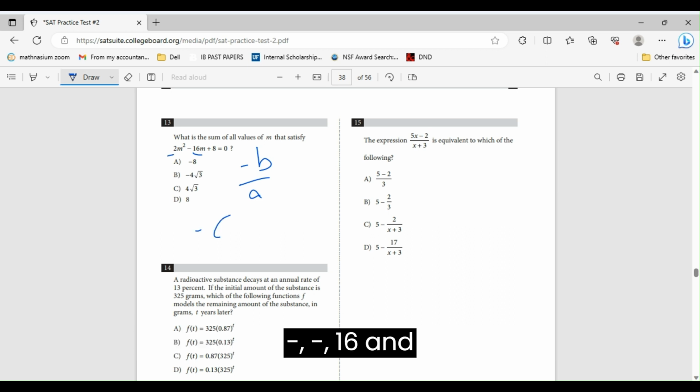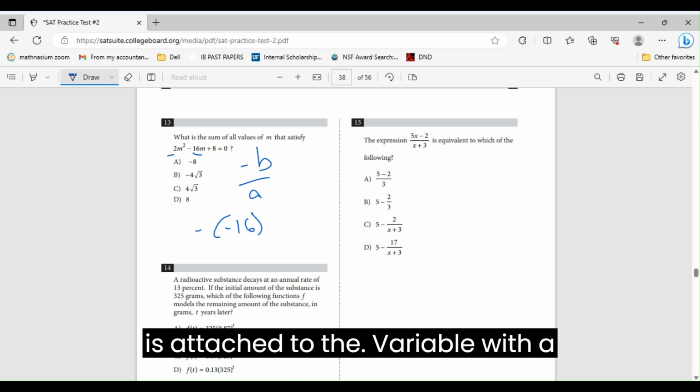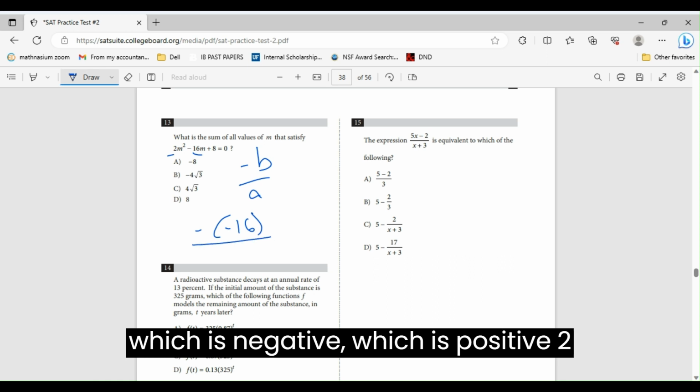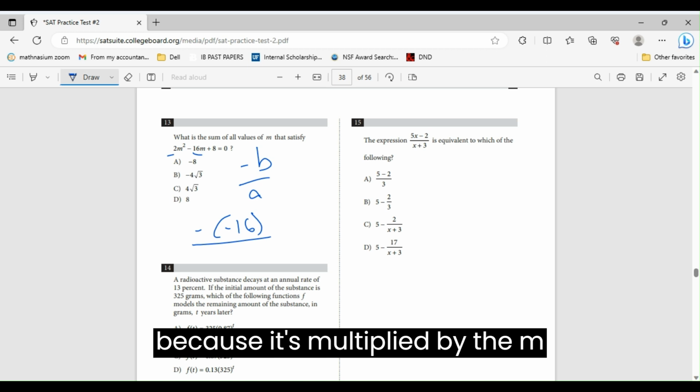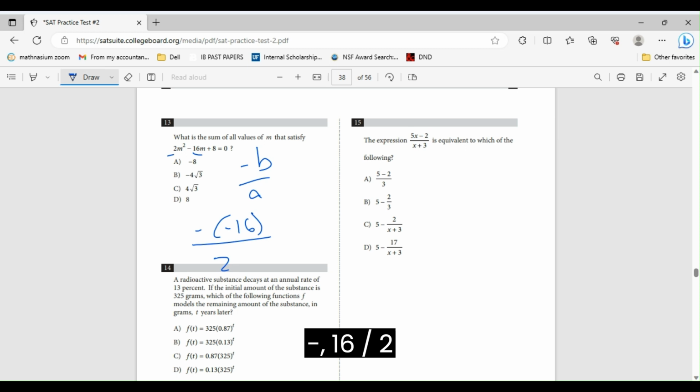So negative 16. And the reason negative 16 is the b term is because it is attached to the variable with a power of 1. And then divided by the a term, which is positive 2, because it's multiplied by the m squared term. So negative 16 divided by 2, or a positive 16 divided by 2 equals 8. So 13 is D.